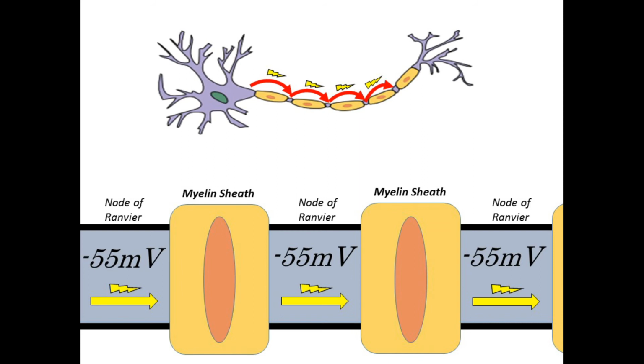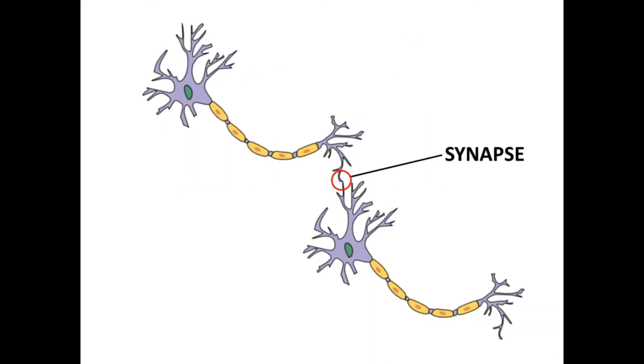So the brain speaks so quickly because of this myelin sheath and nodes of Ranvier. That's how it just moves so fast. Now eventually that signal is going to get to the end of the neuron. You're going to have your action potential, it's going to hit your terminal button, and now it's time to jump to the synapse.